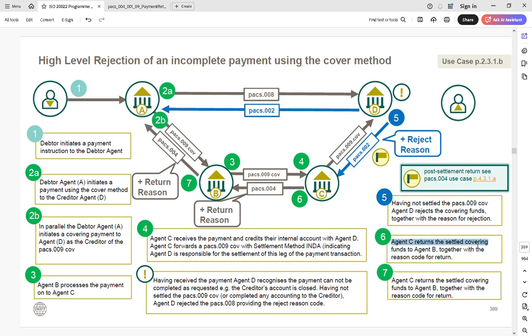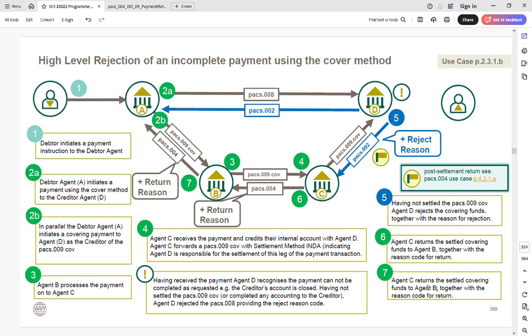So agent C returns covering funds to agent B together with the reason code, and agent C returns the settled covering funds to agent B together with the reason code. Okay, both have the same sentence here. I don't know why it's written. It should have said agent C to agent B, and then from B to A. In number 7 it should be funds settled from B to A. This is wrongly mentioned, C to B again. It should have mentioned here from agent B to A, payment has been sent back with same payment.